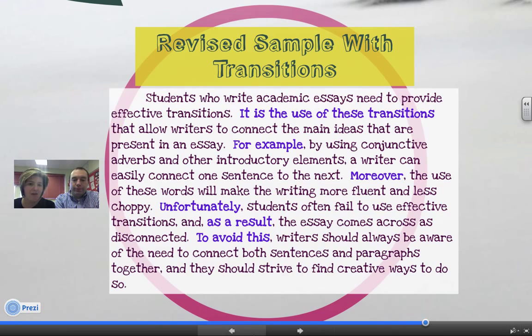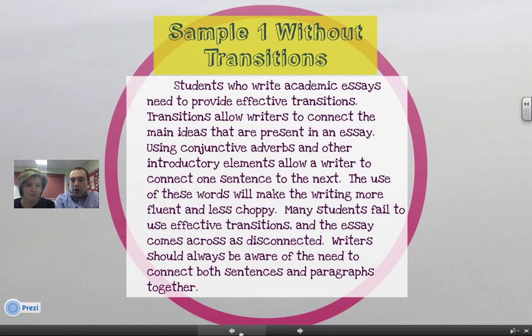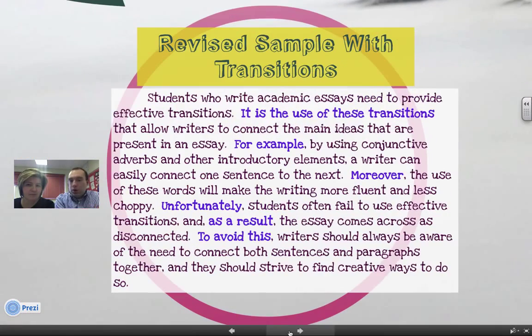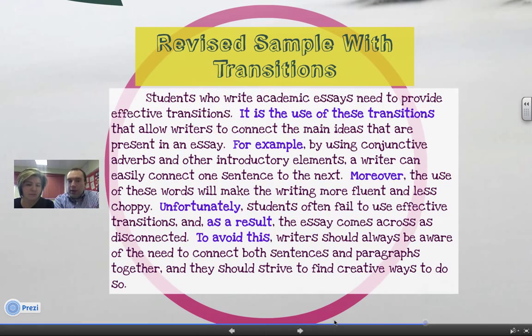So you can see where I've added several transitions throughout this paragraph, and the transitions allow the paragraph to flow more smoothly. It was actually even hard for me to read the first paragraph out loud, just because it was hard for me to understand what was happening, whereas this one makes so much more sense just because of those words in the blue that are the transition statements or words.